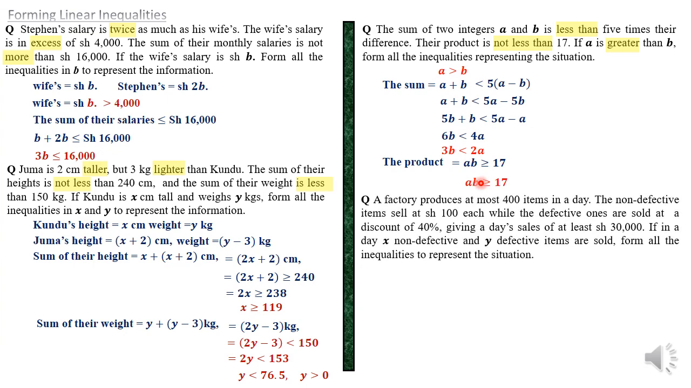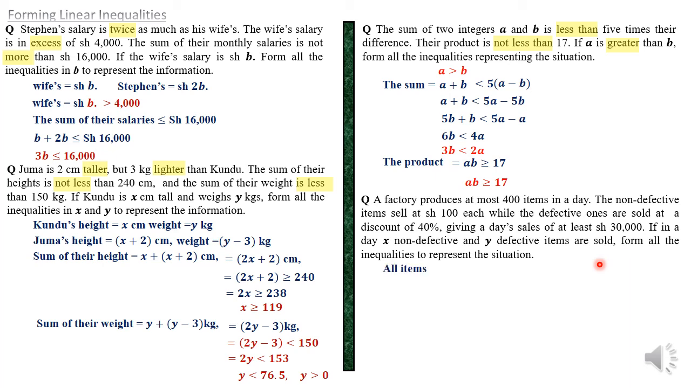The last question. A factory produces at most 400 items in a day. The non-defective items sell at 100 shillings each, while the defective ones are sold at a discount of 40%, giving a day's sales of at least 30,000 shillings. Given that in a day, x non-defective and y defective items are sold, form all inequalities to represent the information.